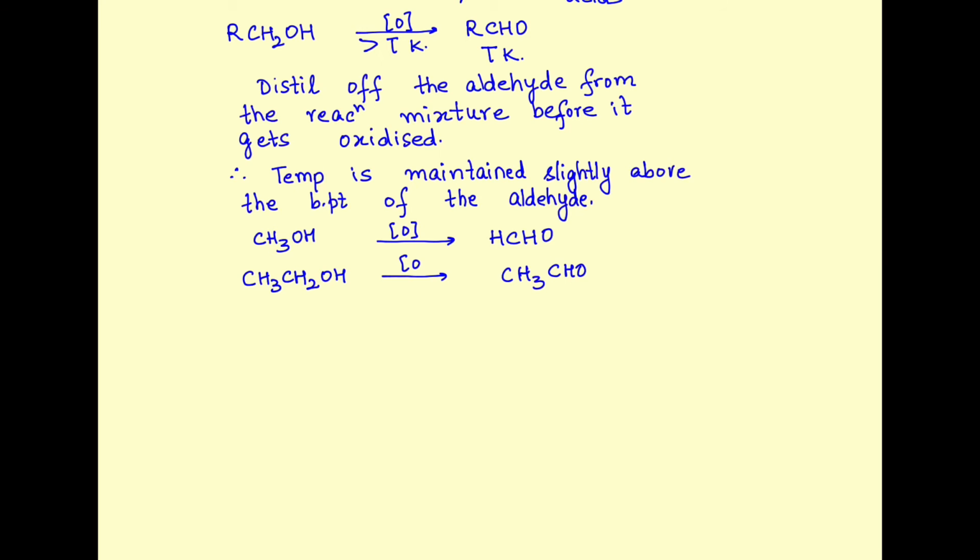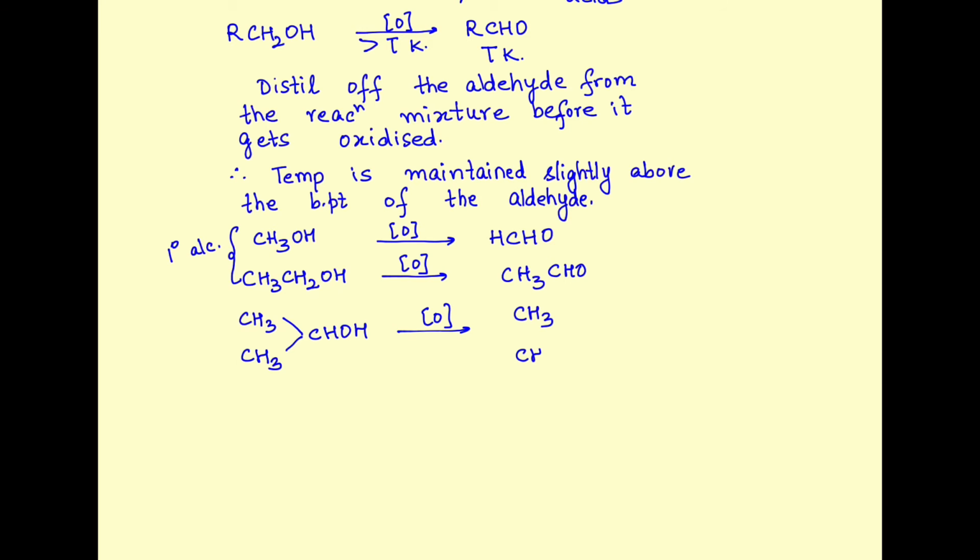CH3CH2OH on oxidation gives you CH3CHO. What about preparing ketones? Yes, for preparing ketones, you will need a secondary alcohol. So you notice over here, these are primary alcohols. So primary alcohols are giving us aldehydes, while secondary alcohols on oxidation with strong oxidizing agents will give us ketones.